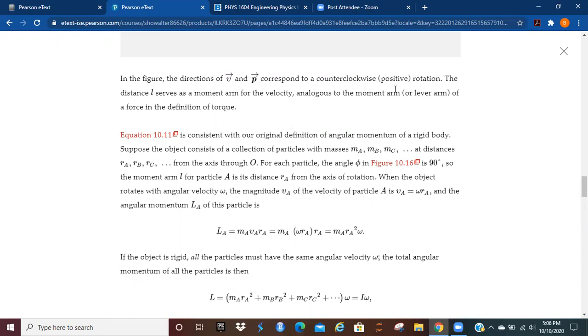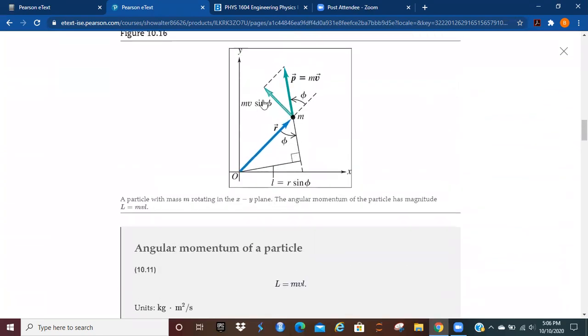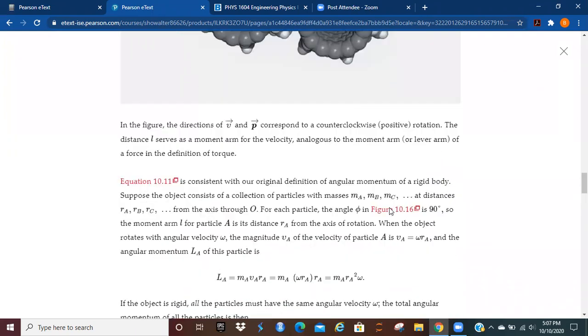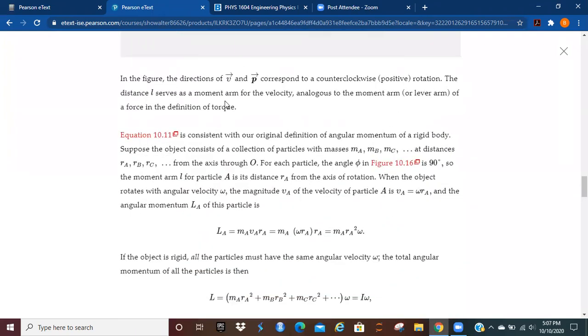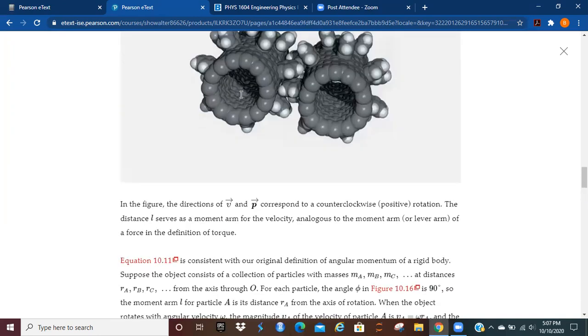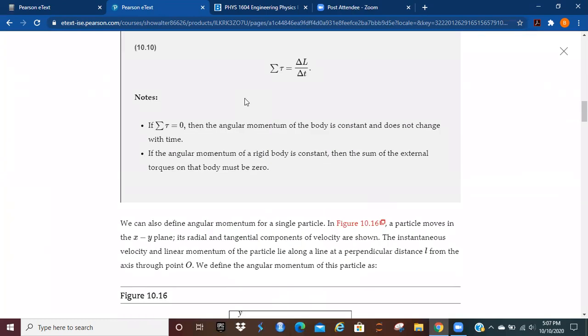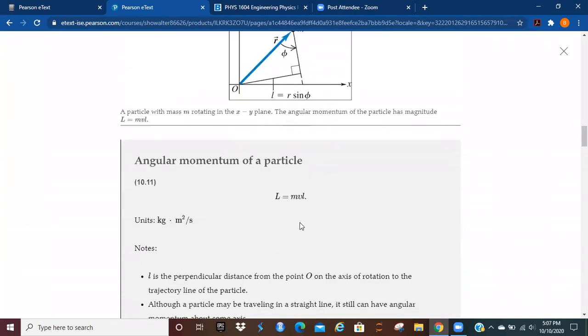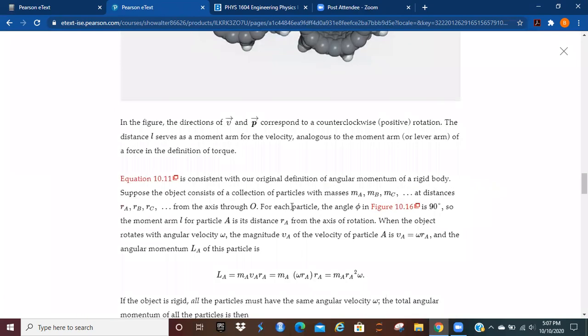So we've got some discussion here regarding the directions of the velocity and momentum. Then they correspond to a counterclockwise positive rotation, which is what you're seeing here. The distance L serves as a moment arm for the velocity, and it's analogous to the moment arm of a force in the definition of torque. Equation 10.11, let's see, there we go, is consistent with the original definition of angular momentum.